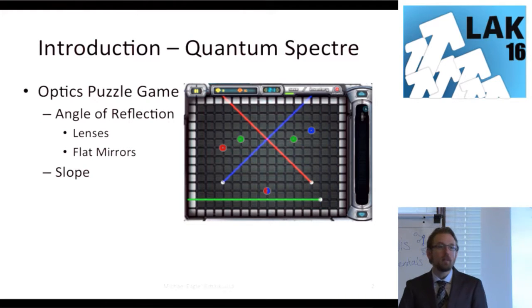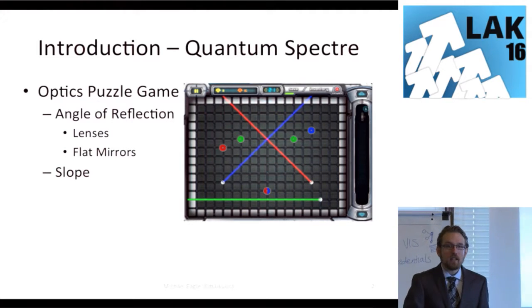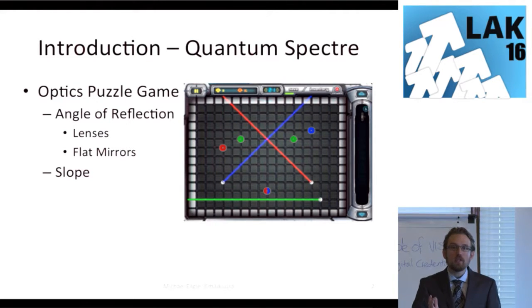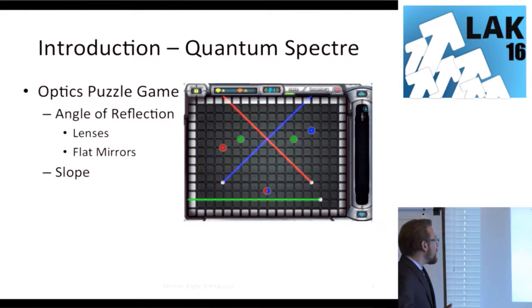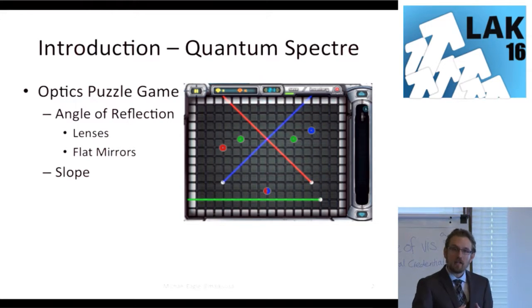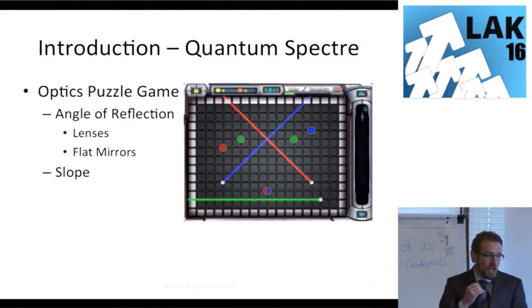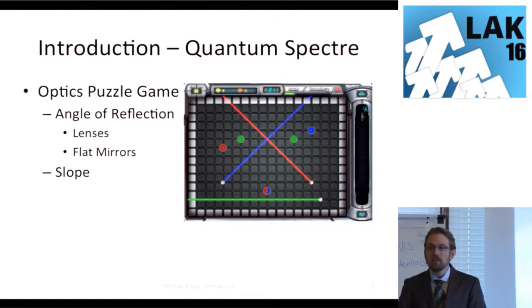The game that we're going to be talking about is Quantum Spectre. This is an optics puzzle game. The idea is that the player will use a variety of mirrors to bounce these lasers into the correct color configuration. You can see that this one on the bottom has two colors on it. That means you have to get both of the lasers there. The primary learning objectives, or the scientific content, are the angle of reflection as well as slope.